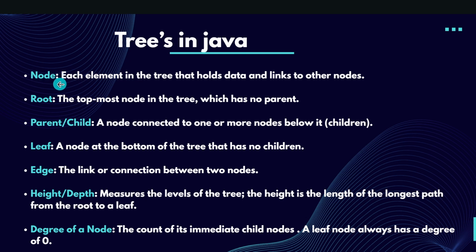First, we have the node concept. What is meant by a node? Each node contains three parts: data, left pointer and right pointer. What is meant by the root? The root is the topmost node, which has no parent.